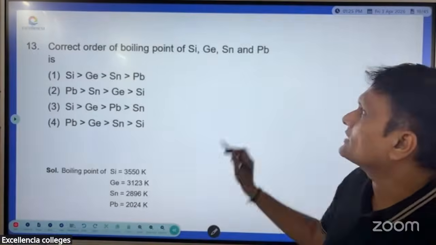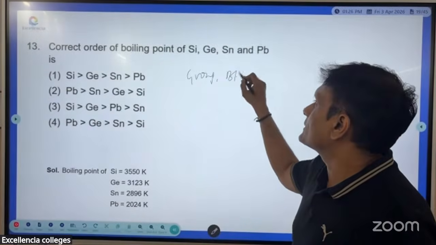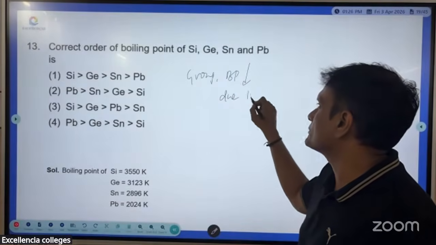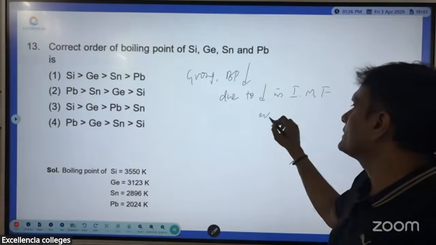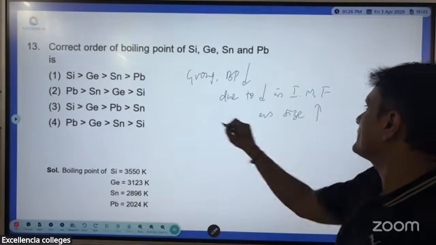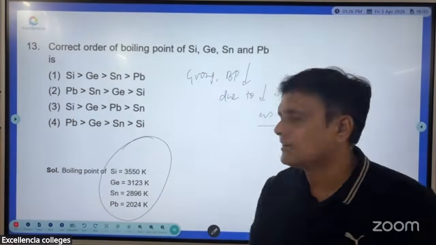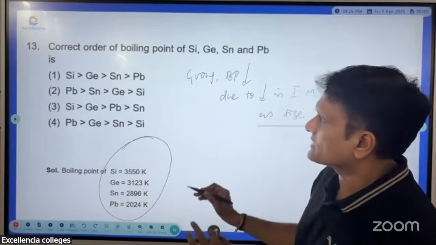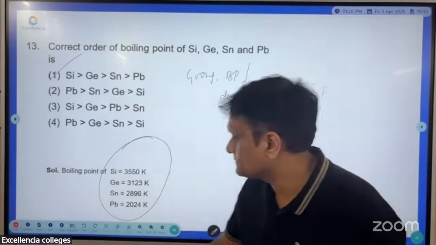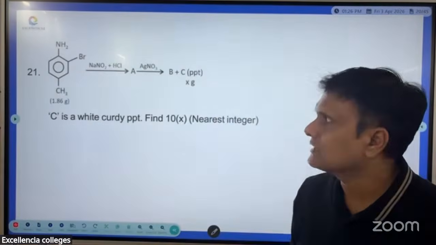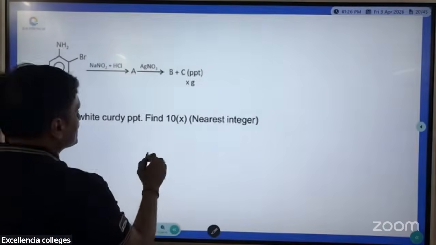Now we see the correct order of boiling point. As we know, in a group, the boiling point decreases due to a decrease in intermolecular forces as size increases. Simple, isn't it? Now you can say I gave you the values also. So a simple question, straight away asked, right? That's it. Critical question, easy question, isn't it? Right? Now let's see one easy question, relatively appearing to be difficult.